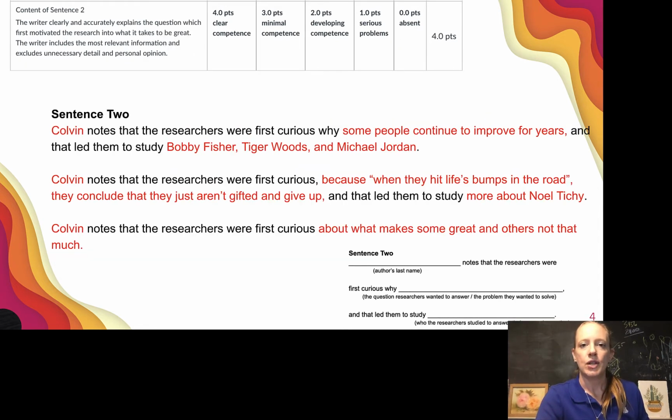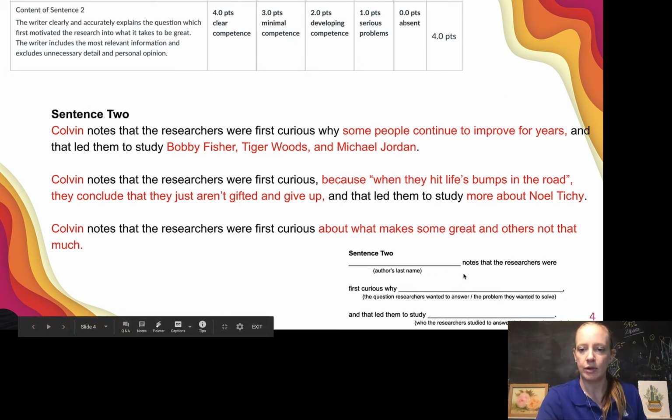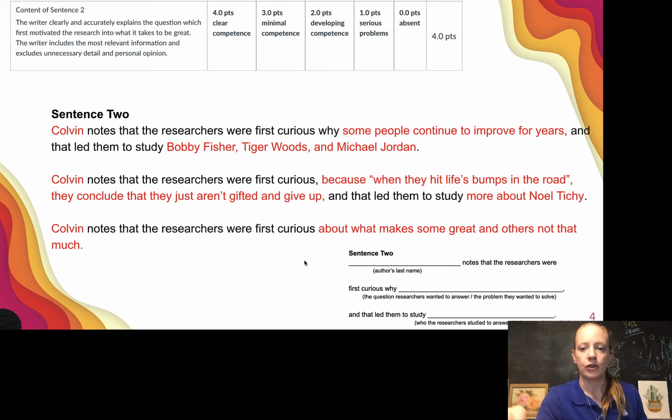Moving into sentence 2. Sentence 2, down here you see the sentence frame. So author's last name notes that the researchers were first curious why, and that led them to study what they studied. So if you look up here at all three of them, we're looking again at the red parts because those are the parts that the person changed or included in their own words. So this rubric says, the writer clearly and accurately explains the question which first motivated the research into what it takes to be great. They include relevant information and exclude unnecessary detail and personal opinion.